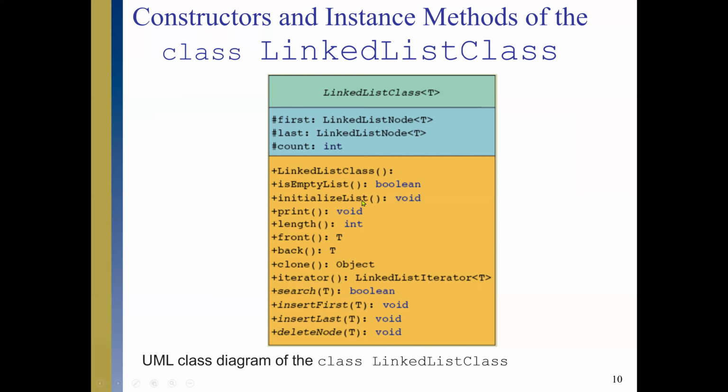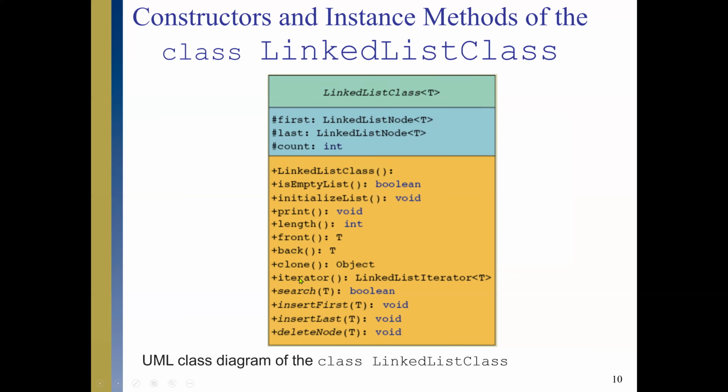And we initialize the list. We can print, we can check the length, we can check what is in front of the linked list. We can also check what is in the back, which is the back method. We can also make a copy of it, called the clone method. So this is again from the linked list class up to the clone. We saw these methods already previously.